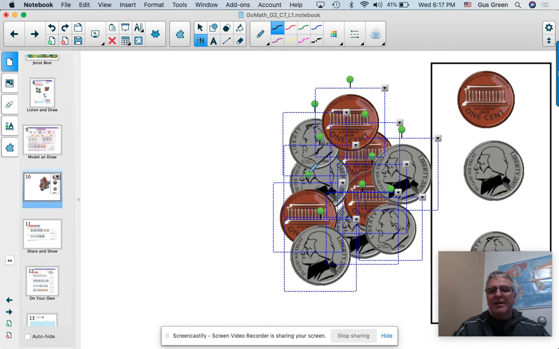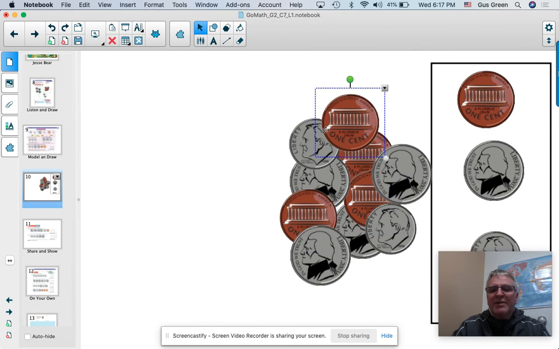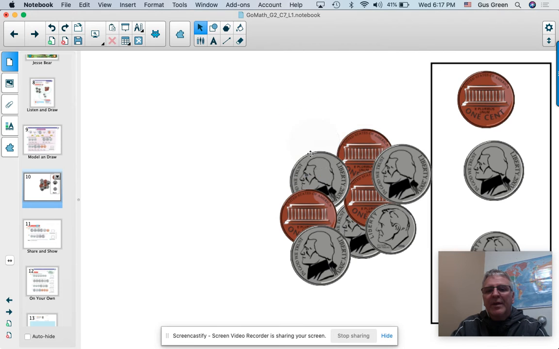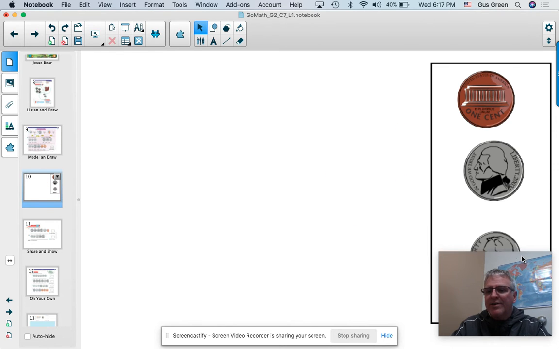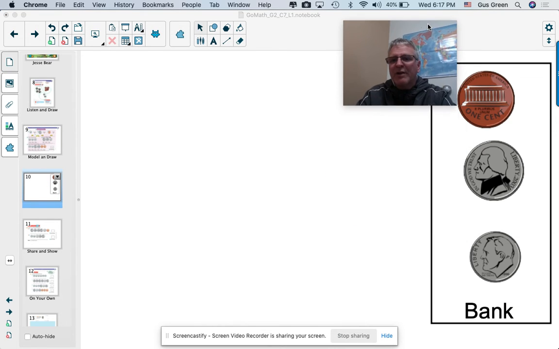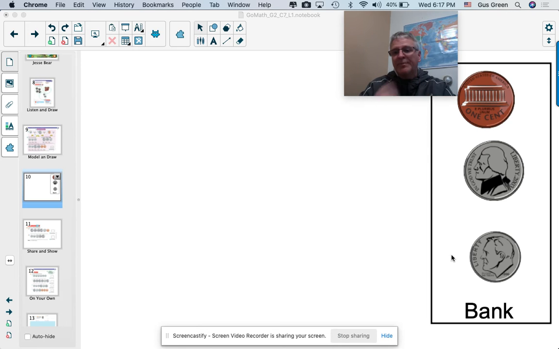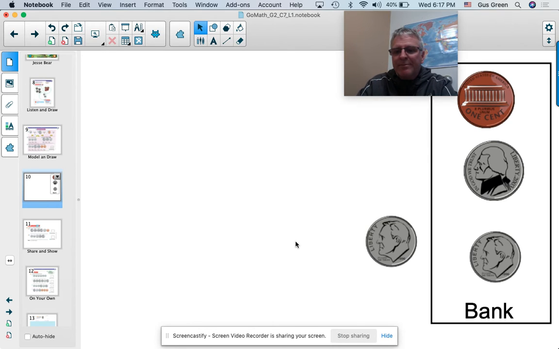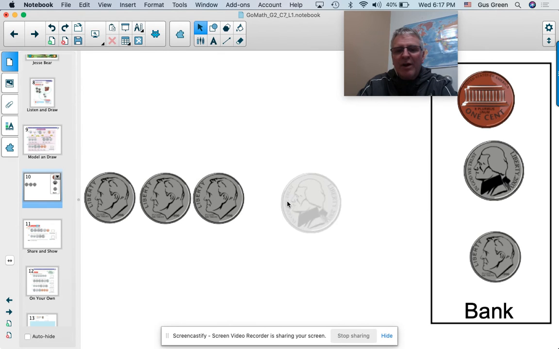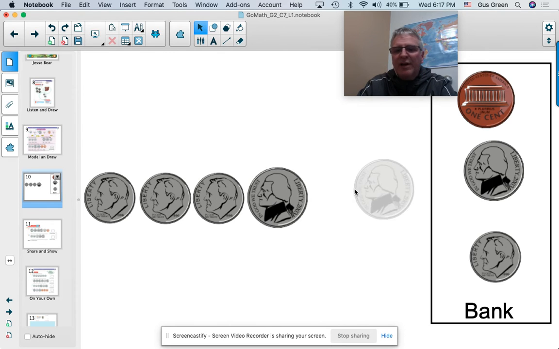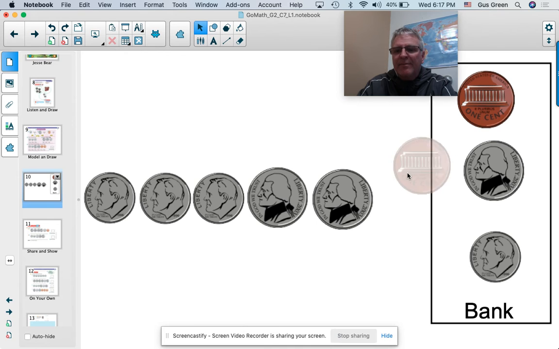So let's do this. Let me get rid of some of these coins here. And let's make our own row of coins and practice skip counting our coins. I'm going to move my picture off to the side for now. Okay, so let's pull out some dimes. Here's 1, 2, and 3. And then let's pull out a nickel. Let's do 2 nickels and a penny.